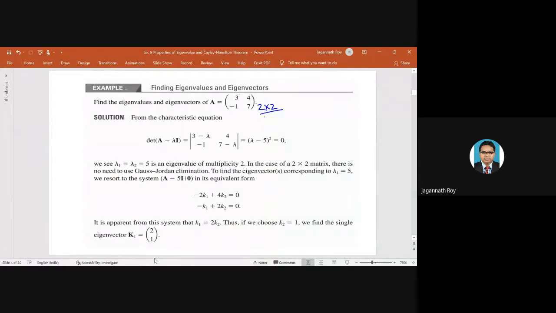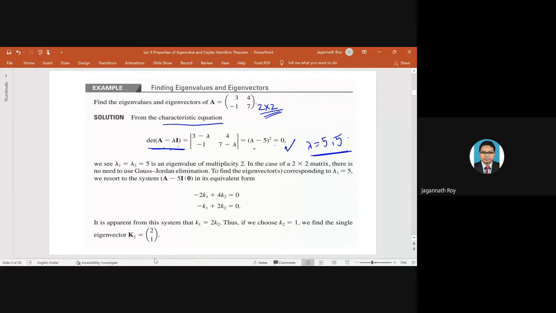This is a 2 by 2 matrix. And then we try to find out the characteristic equation. The characteristic equation is the determinant of A minus lambda I, and we make it 0. So here lambda equals 5, 5. So these eigenvalues are repeated here.